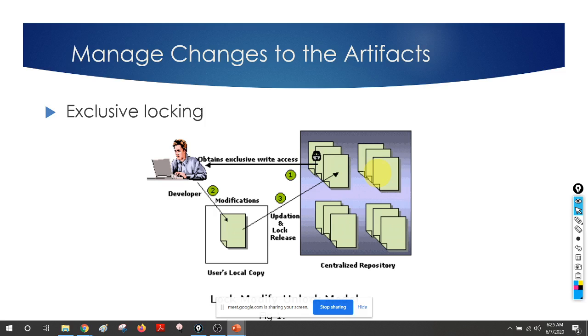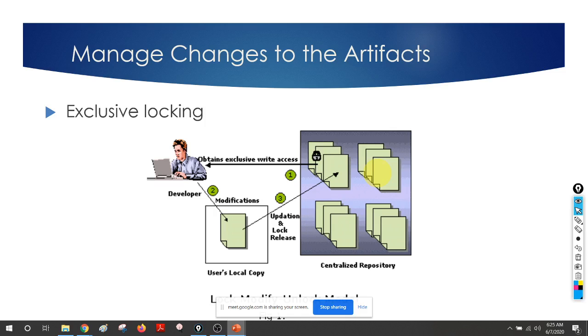So if someone else wants to make changes to that artifact, he has to wait until I check in. Of course, he can make changes to other things he has to work on, but he has to wait until I check in to get his checkout exclusively again. So that prevents two or multiple people from concurrently working on the same artifact and some people losing their changes.